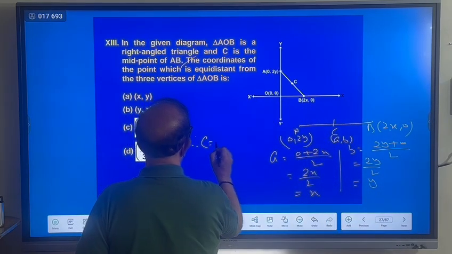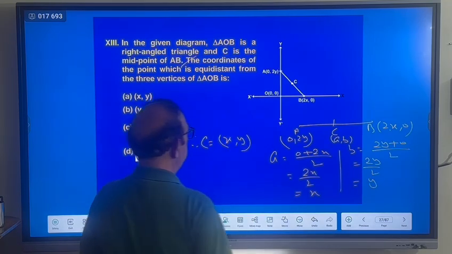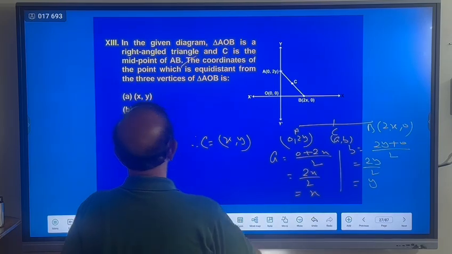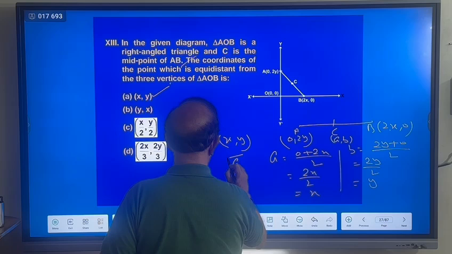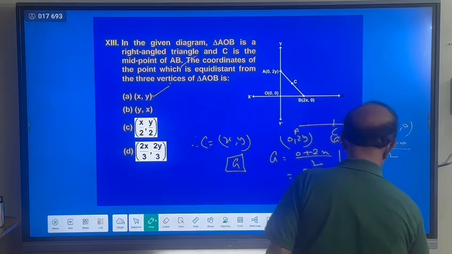Therefore C is equal to (x, y). This is a point which is equidistant from all the three vertices. So this is the answer. Option is A. Next, MCQ number 14.